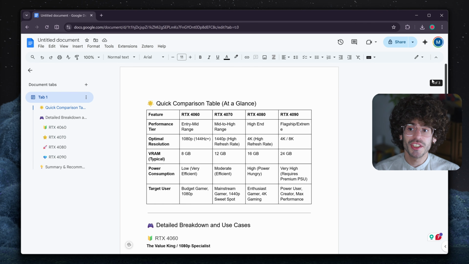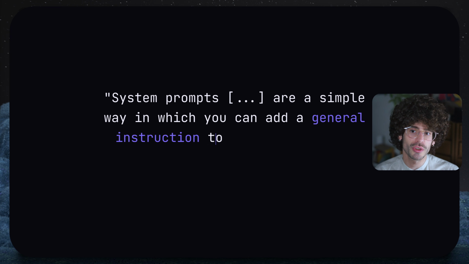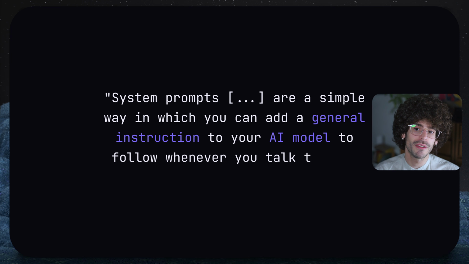You will probably wonder why go through the trouble of going into the terminal if you can't even get the rendered Markdown. One powerful feature the terminal offers is system prompts. System prompts, as we've learned in the last video, are a simple way in which you can add a general instruction to your AI model to follow whenever you talk to it.